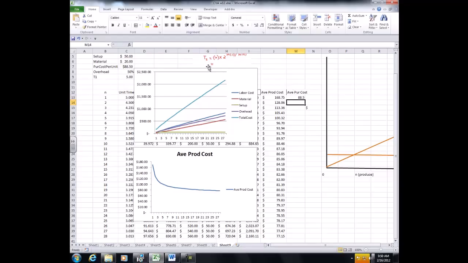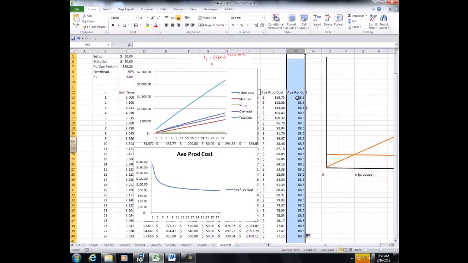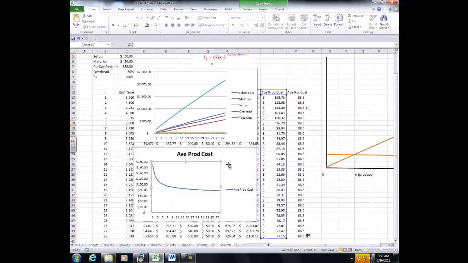How about if you were purchasing 2 units? What is the average purchase cost? $88.50. It wouldn't change, right? Because there's no discount. So the average purchase cost will always be $88.50. We can compare this to this, right? So we can add this column onto the average cost graph.